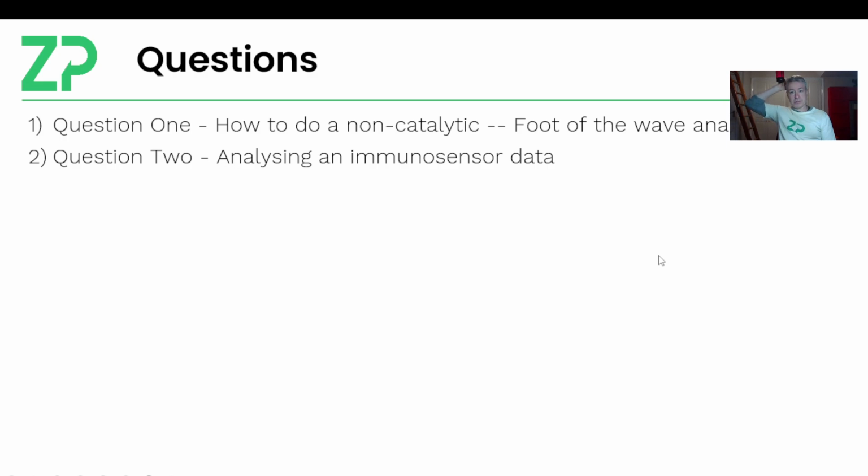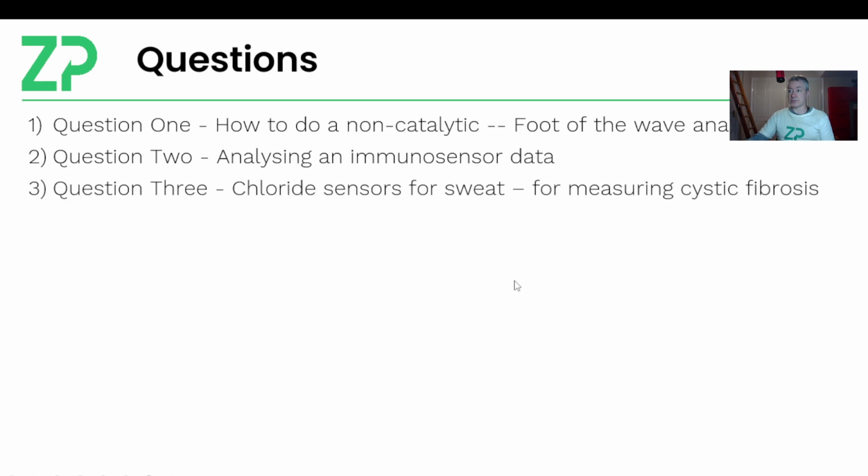Also, somebody sent me some immuno data. I think they're mostly concerned about reproducibility, and they're also concerned where their signal is coming from. So I'll answer that, which is interesting because they gave me data, but they haven't given me their electrochemistry. So the question, where is their data coming from? I can only figure that out by assumptions, which I'll make today.